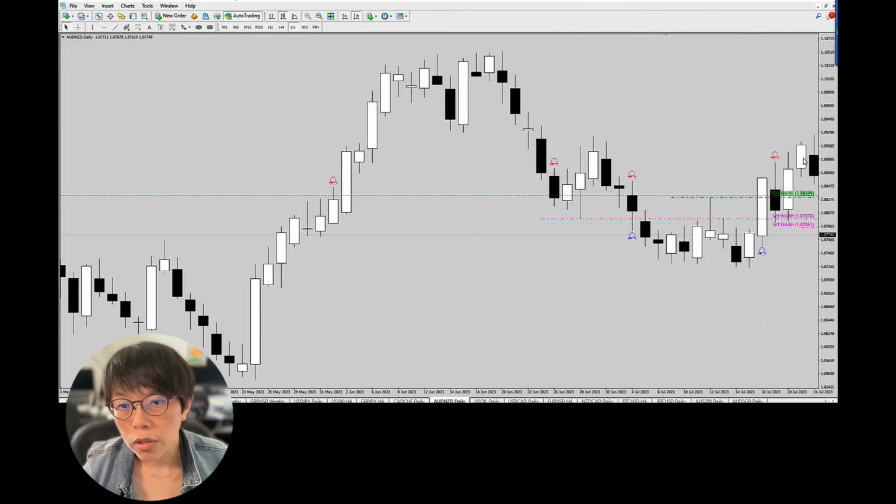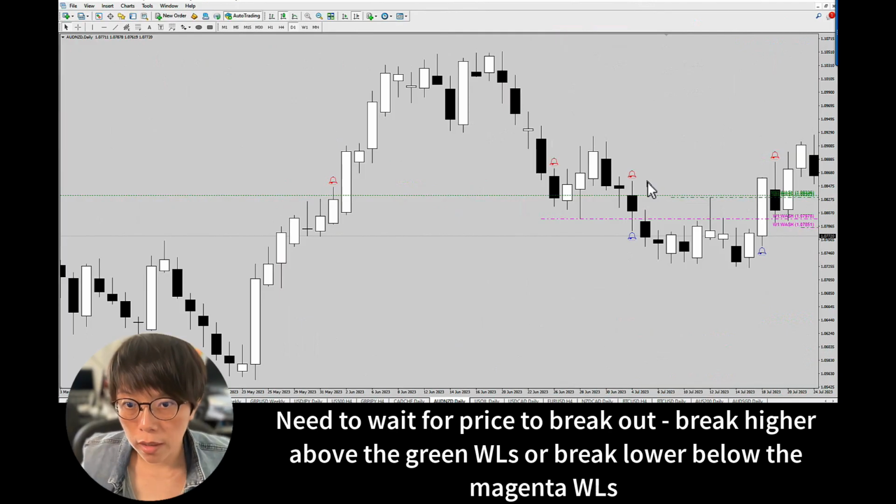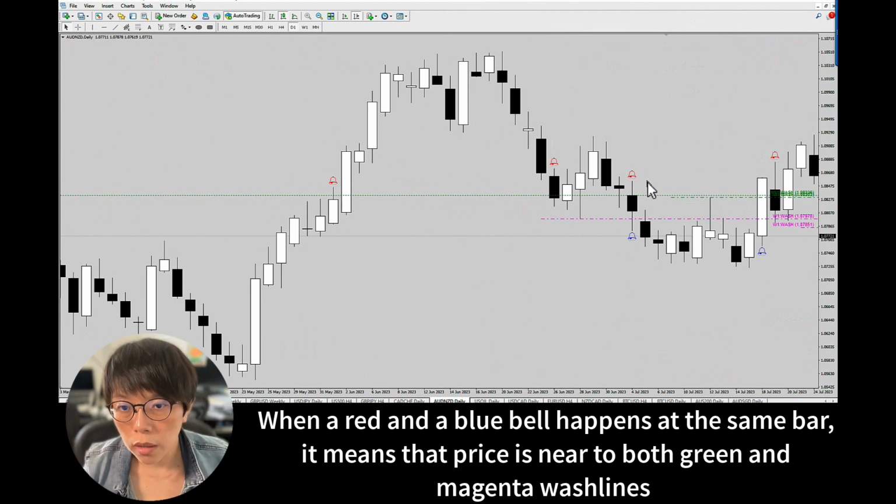There are rare occasions where two bells happen at one bar, for example, in this case here. What this means is that price is near a critical level. That means it is below the green zones and above the magenta zones, and there's a lot of confusion at this moment. We are probably going to wait for price to break out. That means for price to break above conclusively the green zones, or price to break below conclusively the magenta zone, for you to take action.